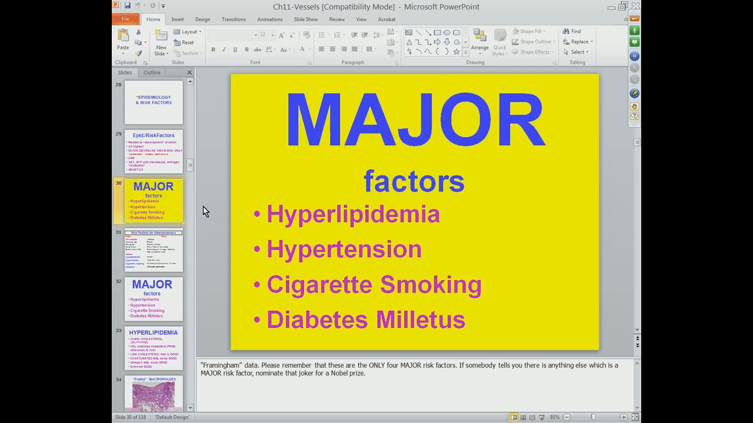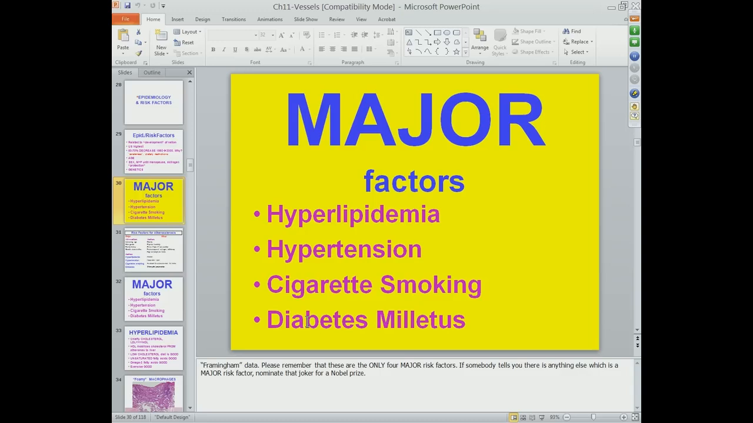So, isn't it interesting that of these 4 major risk factors, they can all be controlled, can't they? You could take things, statins, to reduce your lipids. You could take things to reduce your blood pressure. You could quit smoking or never smoke or stop smoking. And you could have your diabetes under control as well. So isn't that interesting? Every single major risk factor can be controlled. Isn't that nice? Of course, your genes can't be controlled, but all these risk factors can.